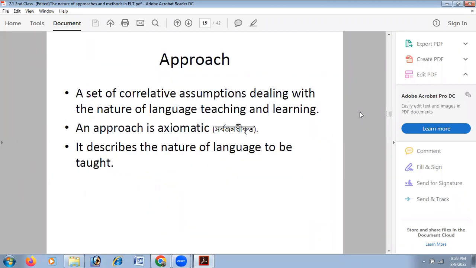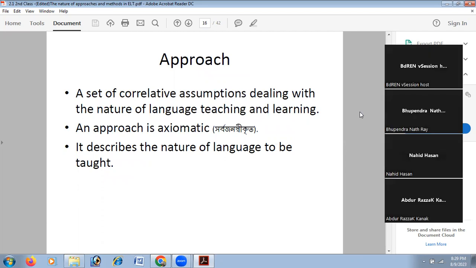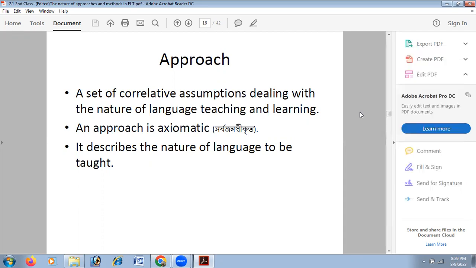So what is an approach then? We can define approach as a set of correlative assumptions dealing with the nature of language teaching and learning. An approach is axiomatic and describes the nature of the language to be taught. So approach is a way through which we can understand a language.